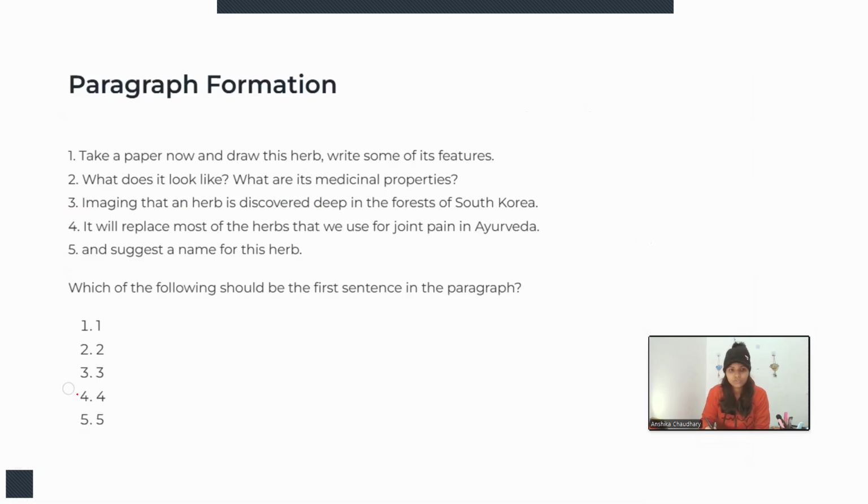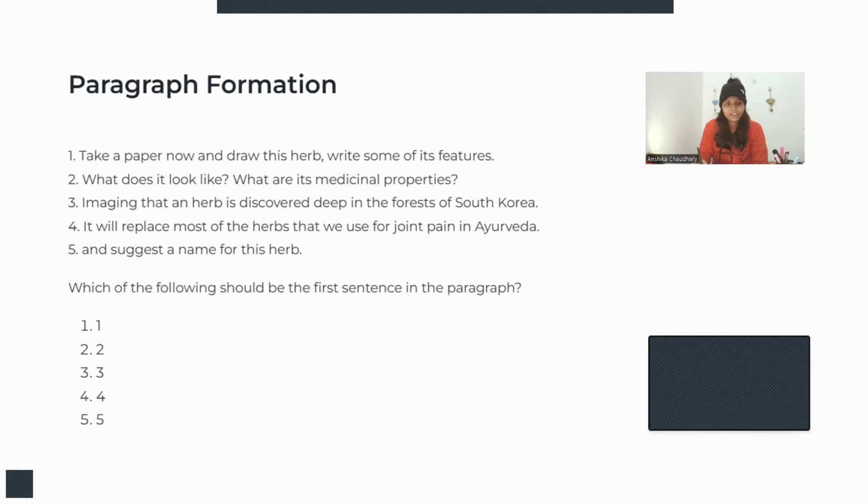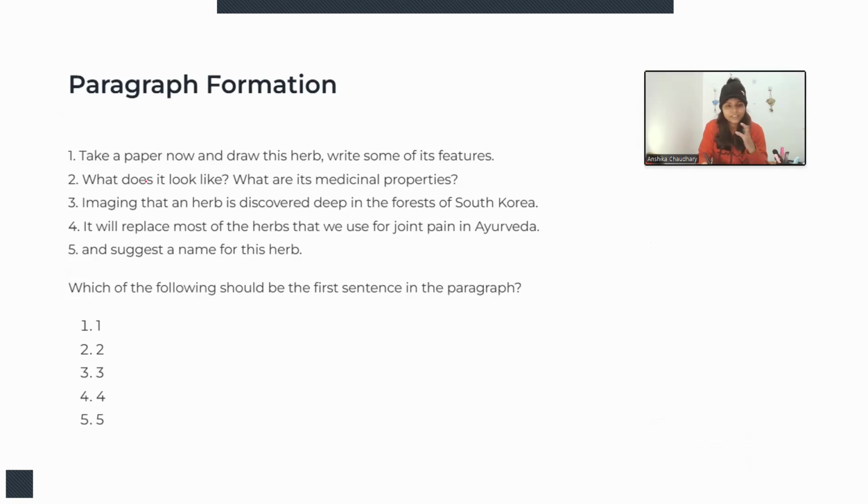Let's move on to the next question, paragraph formation. Okay, so paragraph formation. So here, these are the five sentences given. We need to arrange them in such an order that it should form a meaningful paragraph. Then we need to tell what is the first statement in the paragraph, right?